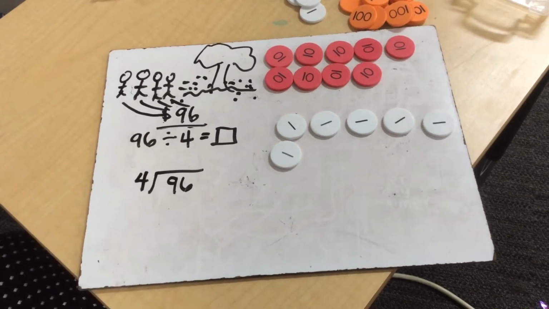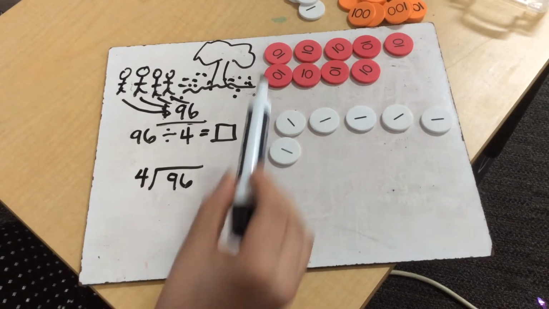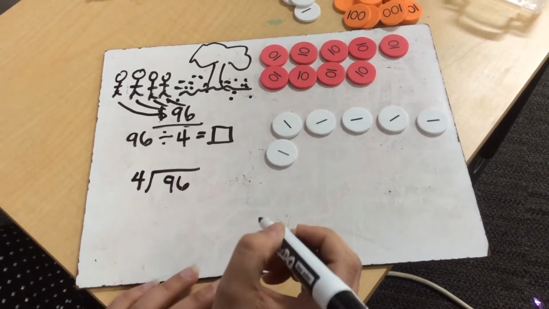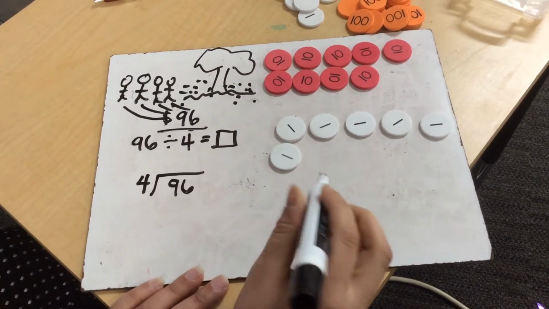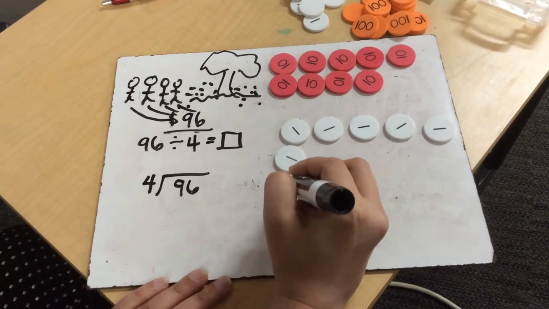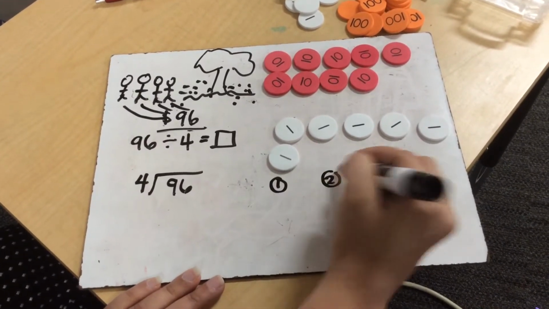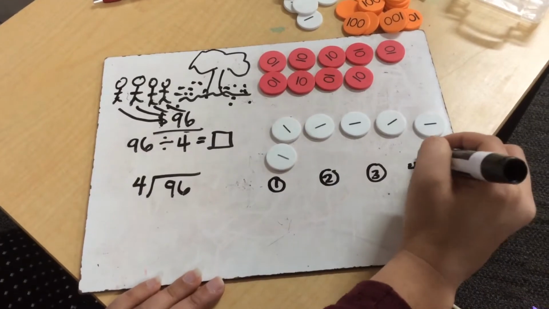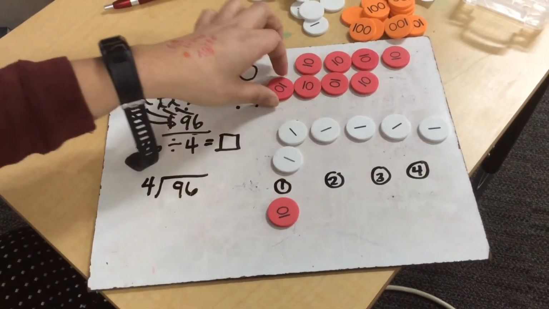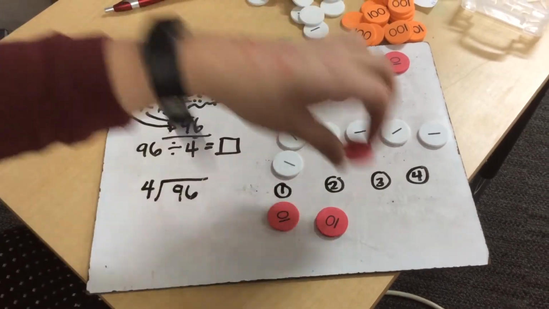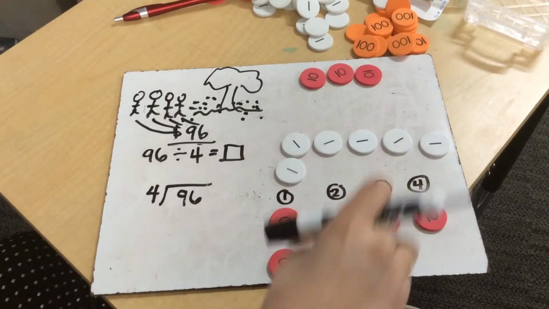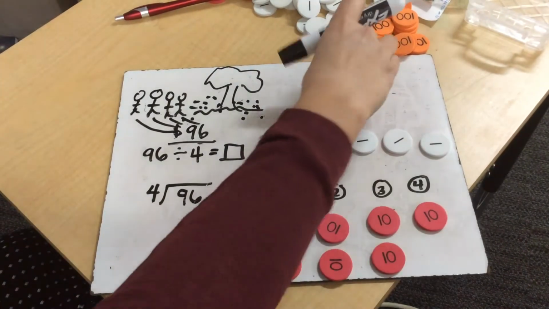So to show what's going on when we do this problem, we have 96 here. And we're going to divide this 96 into 4 different groups, so 4 different people. So I'm going to start by making sure that I have 4 different groups. So group 1, group 2, group 3, and group 4. Got it. And I'm going to start by putting my 10s equally, 10 in each group. 20, 30, 40, 50, 60, 70, and 80.